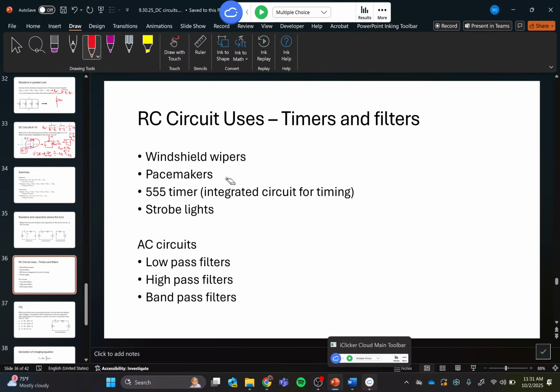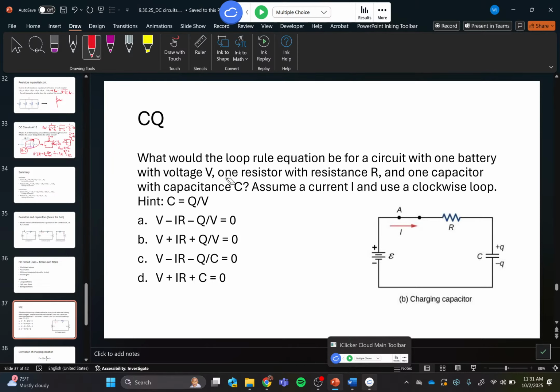So great uses, important. Practice your Kirchhoff's laws. So here's a circuit. Now there's one thing I haven't taught you that you need for this, but hopefully it should be pretty straightforward. So in this problem, it says, what would be the loop rule for a circuit with one battery, one resistor, and one capacitor? Assume a current that goes, as shown in the picture, to the right through this. Use a clockwise loop.